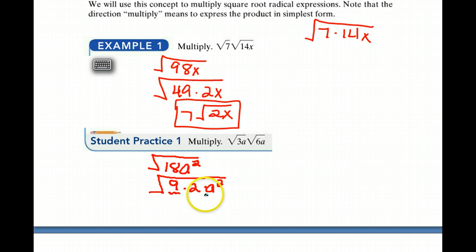And we also know that any time a variable has an even power, that is also a perfect square. So we can take the square root of 9, that is 3. And when I take the square root of a squared, we take the power that's even, divide it by 2, and we're going to get a to the first power. And that's going to leave us with a square root of 2 underneath the radical. So our final answer is 3a square root 2.